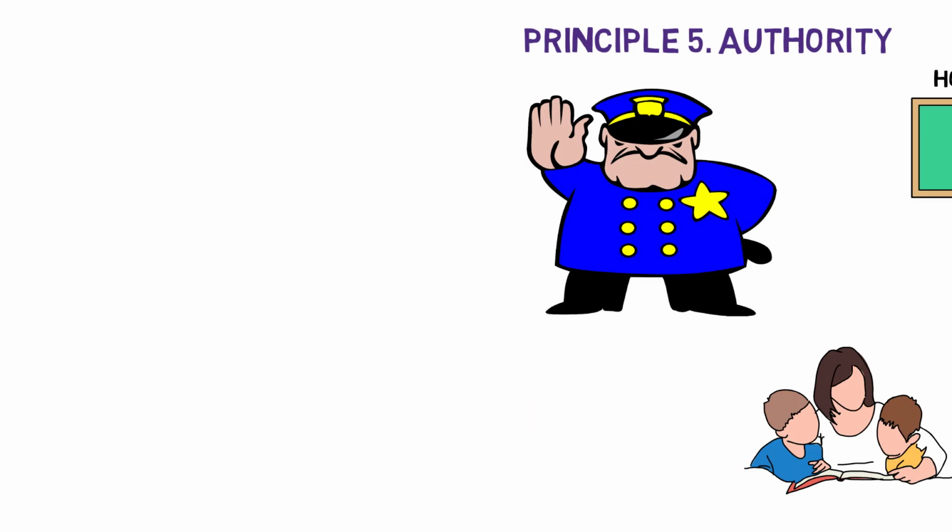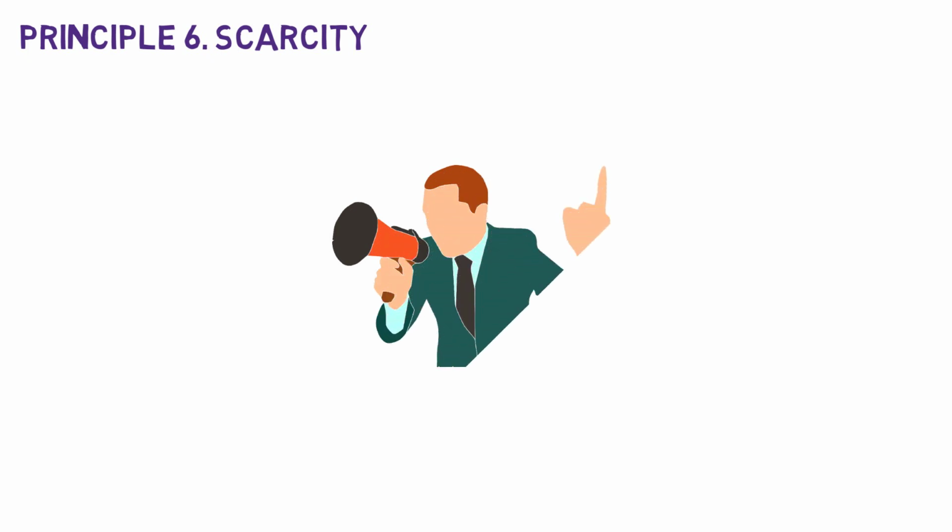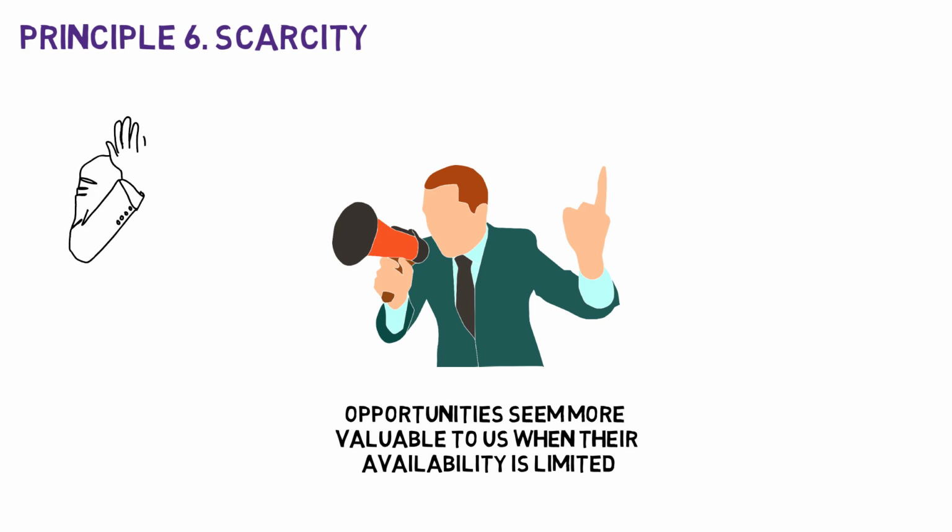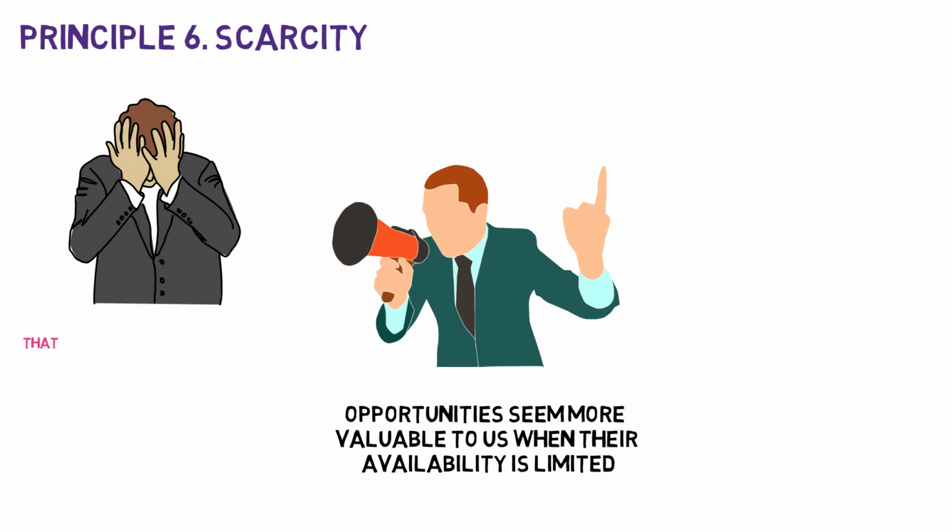Principle 6. Scarcity. This is the last weapon on how to influence people. This rule states that opportunities seem more valuable to us when their availability is limited. This rule refers to the thought of losing something, and this motivates us more than ideas of gaining something similar in value. We believe that things that are difficult to own and keep are usually better than things that are easy to get hold of.